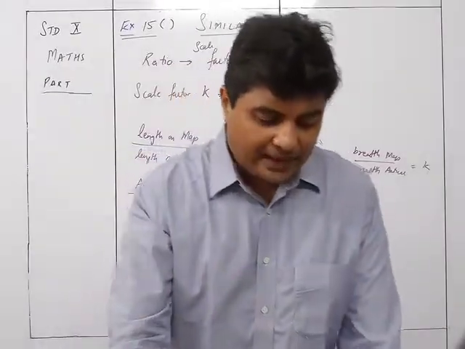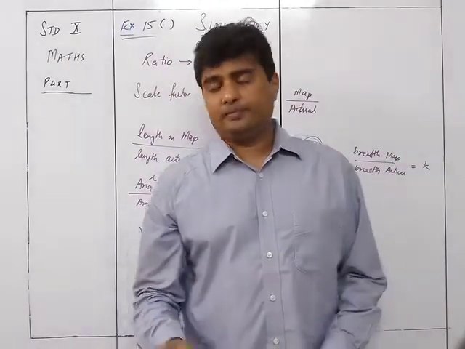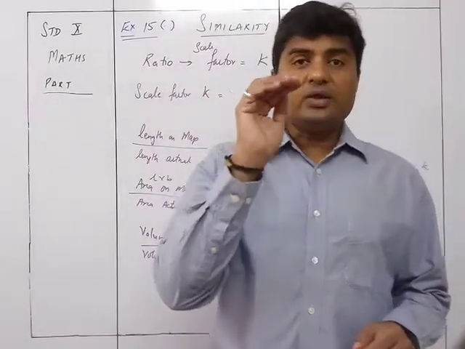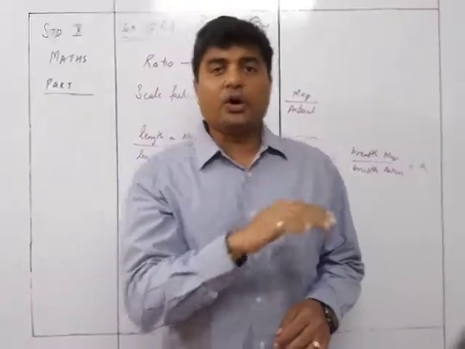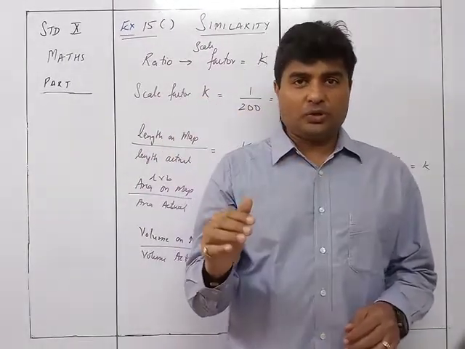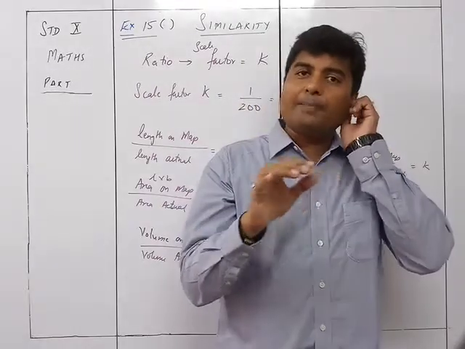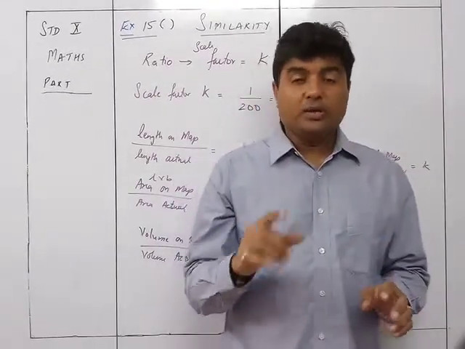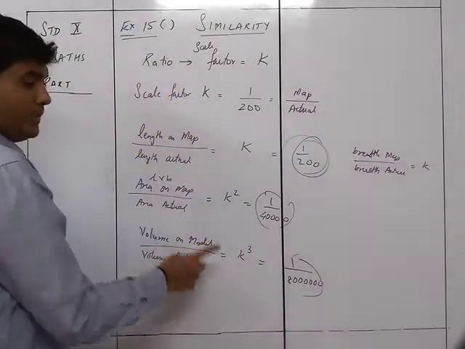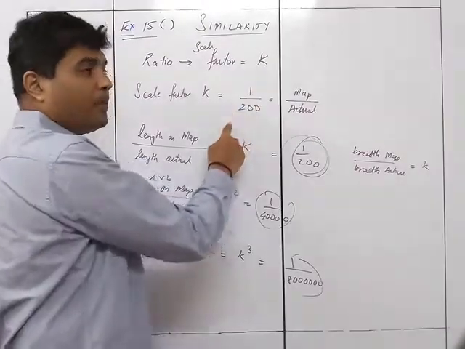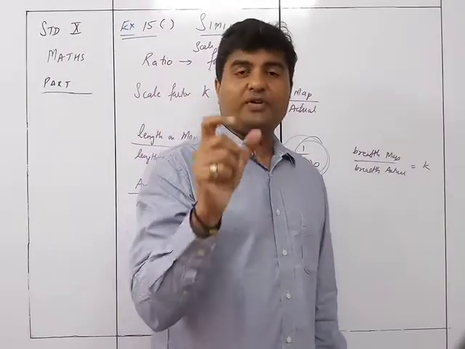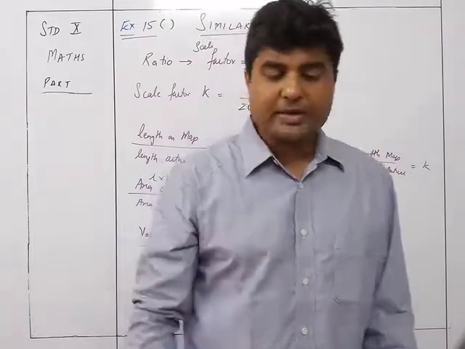So you can see that in case of the values over here, you'll always have length of map upon length of actual, or area map upon area actual, or volume of model upon volume actual. That is equal to K square or K cube. And what is K? K is 1 upon this. That is the ratio given for that particular map or that particular model.